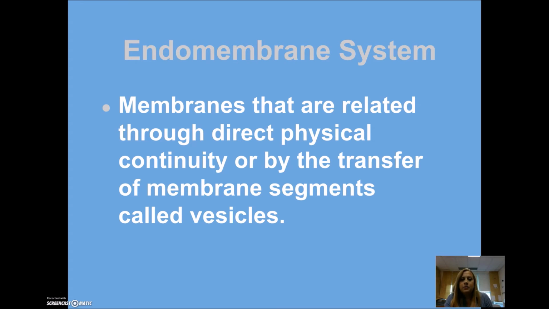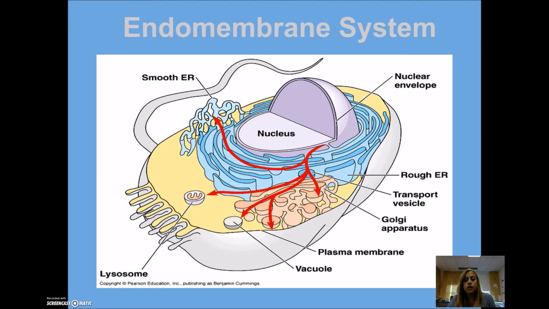So I've been talking a lot about membranes, and so we're going to focus now on something called the endomembrane system. And these are going to be membranes that are related through physical contact or continuity by the transfer of membrane segments called vesicles. And so if you look at this diagram, it's going to make a little bit more sense. So you can see we start with what we first talked about, which is the nucleus.